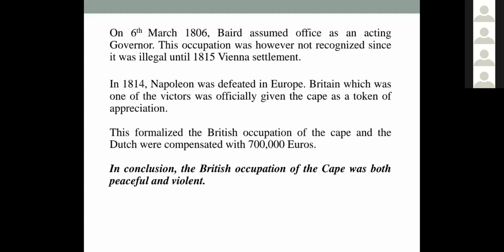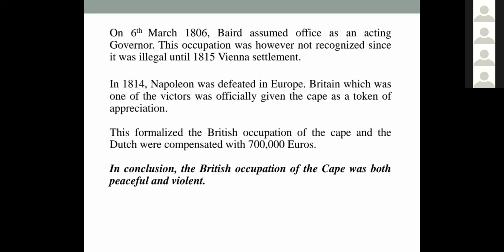Then in 1814, Napoleon was defeated in Europe. When he was defeated, he was exiled. He was defeated at the Battle of Leipzig and exiled to the island of Elba. Then Britain, which was one of the victor powers, was officially given the Cape as a token of appreciation. So you remember Napoleon was defeated at the Battle of Leipzig in 1814, although he escaped from Elba and came back to France and ruled for 100 days until the Battle of Waterloo.